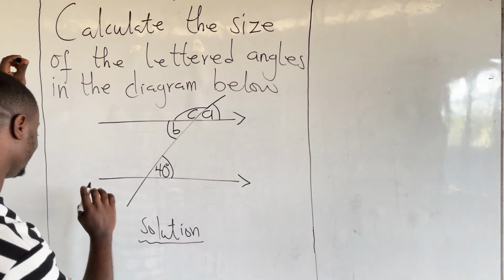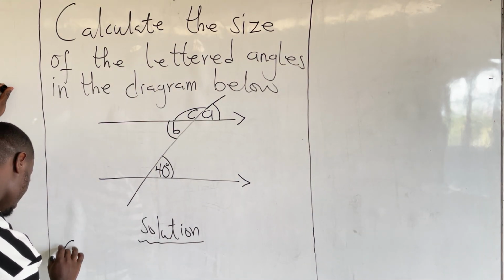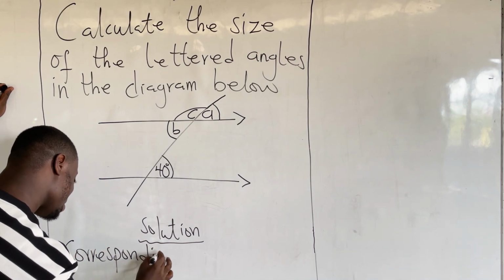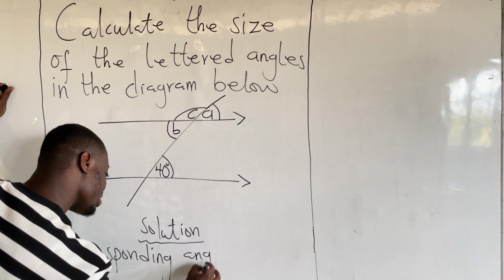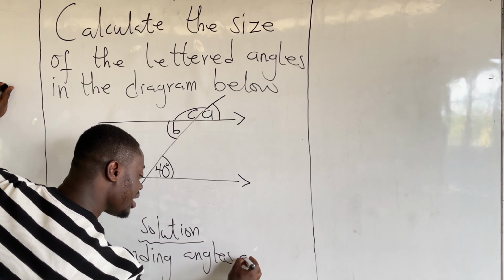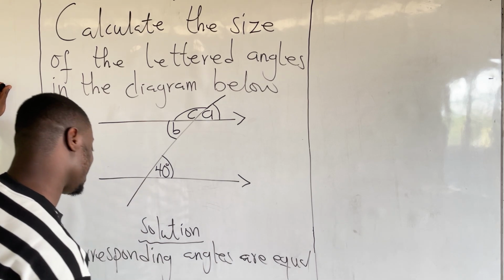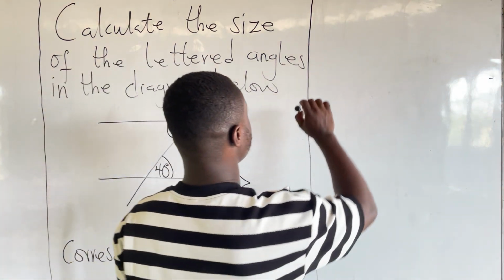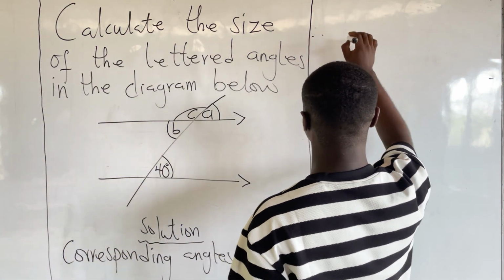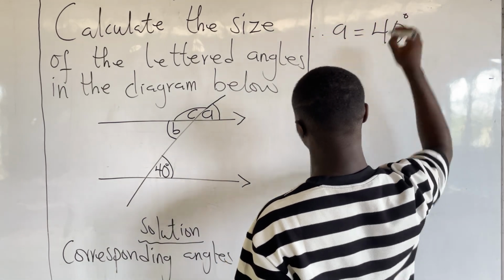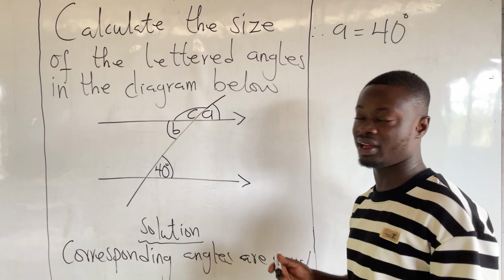So we can say corresponding angles are equal. Therefore, we can conclude that A equals 40 degrees. Why? Because they are corresponding angles.